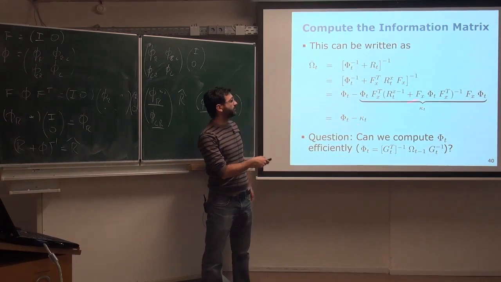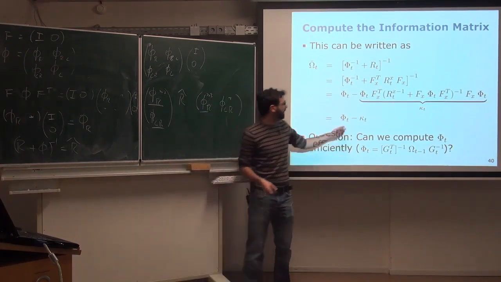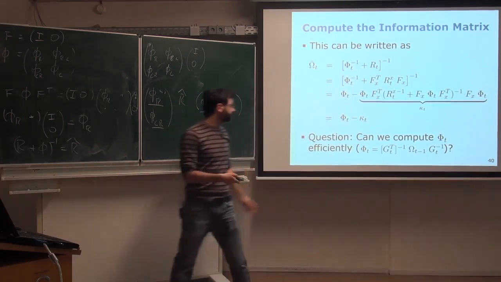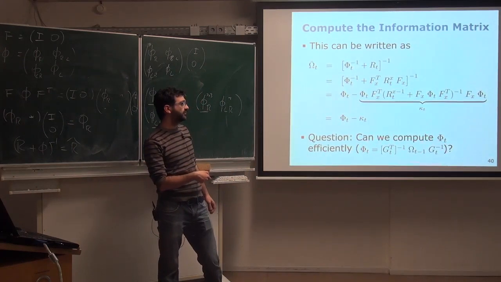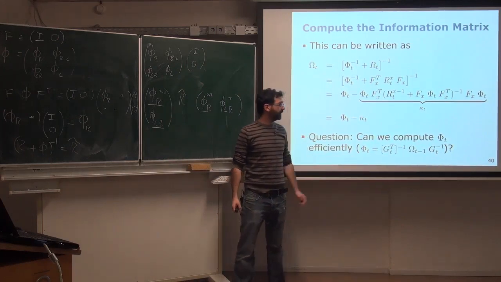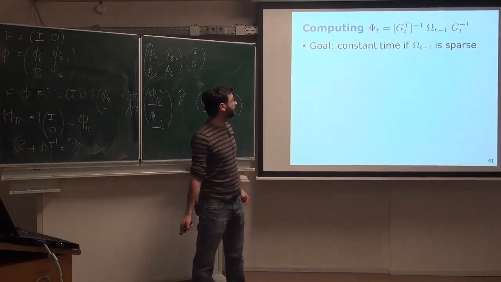So we can now call this whole thing here kappa. That's what I've done on the whiteboard. And we say phi minus kappa is our update. Now, the whole question is whether we can compute phi t efficiently, so if we can do these things here efficiently. And yes, we can do that. And let's see how we can do it.